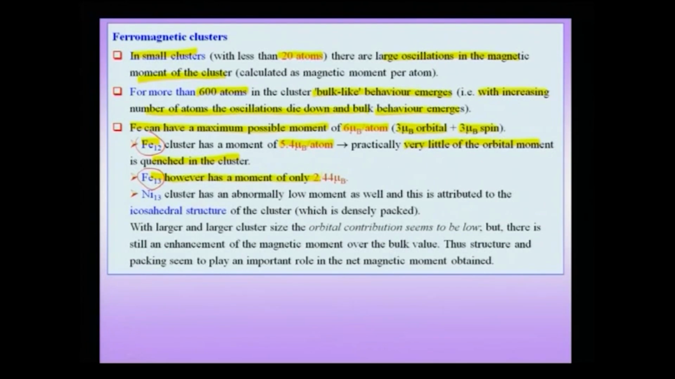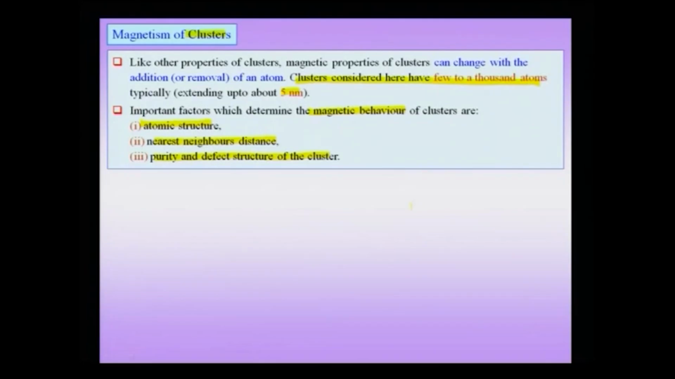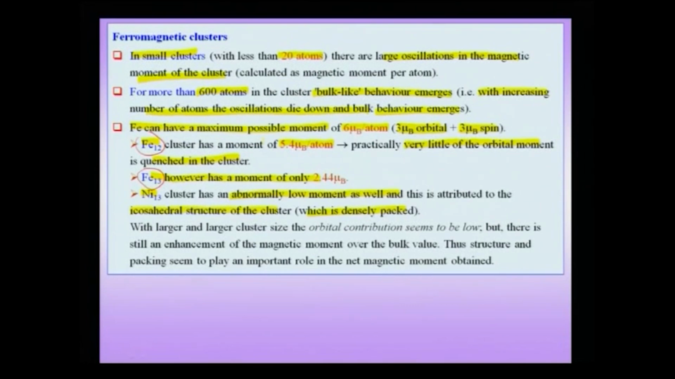Now, if you compare this Fe13 cluster with, for instance, the nickel 13 cluster, it also has an abnormally low moment, and this can be attributed to the icosahedral structure of the cluster. In other words, the cluster is densely packed. That means atomic separation is reduced, and we had noted earlier that one of the factors in designing the magnetic moment of the cluster is the nearest neighbor distance. If the nearest neighbor distance comes down, there is an overlap of the atomic orbitals, and therefore a reduction in the magnetic moment.